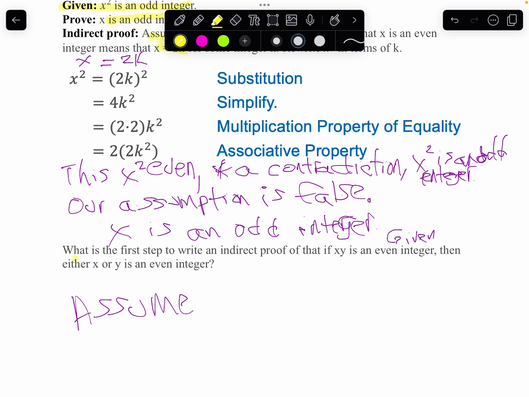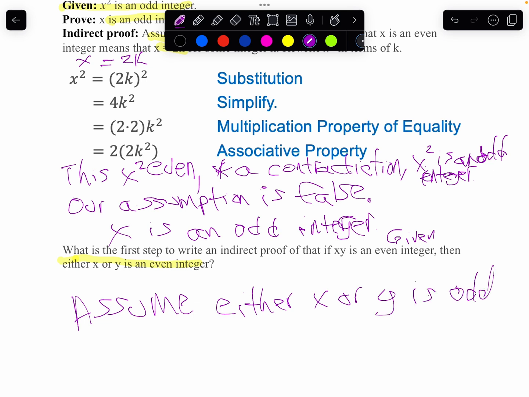So I want to assume the opposite of that. What's the opposite of being even? It's being odd. So we're going to say either x or y is odd. Then I would do my proof from that step in the normal way, which you've done before, until you come to a contradiction. But I just really want you to understand assuming the opposite of what you want to prove when you do an indirect proof.